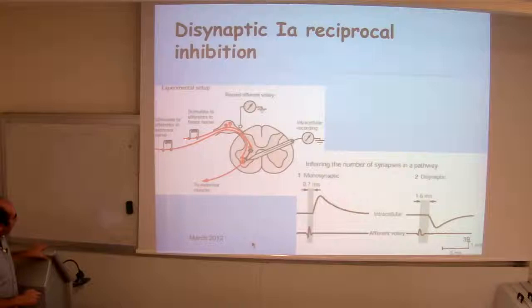But what happens if you activate the IA fibers coming from the antagonist muscle? Okay, so if I stretch this tendon, this will contract that muscle. What happens from that muscle? Okay. So these fibers also go and synapse, but now not directly onto this motor neuron, because then you'd get exactly the opposite thing, right?